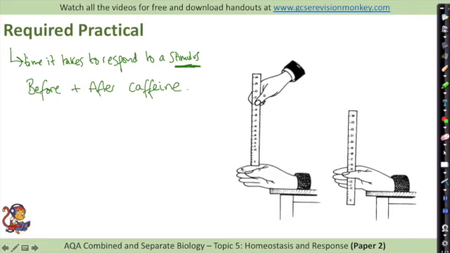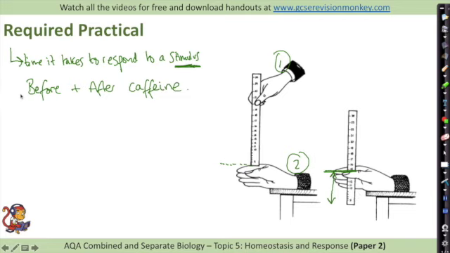And in this case, you place a ruler at a certain height above someone's hand. So this is person 1, this is person 2. Person 1 will drop the ruler at an unknown time, and person 2 will try and catch the ruler. The distance that the ruler moves through the hand, measured by the top of the thumb there, will give you an indication of reaction time. Obviously, the shorter distance means a faster reaction time.